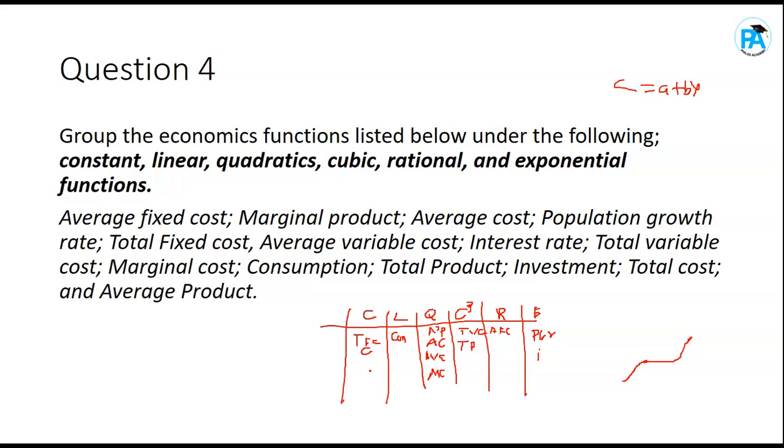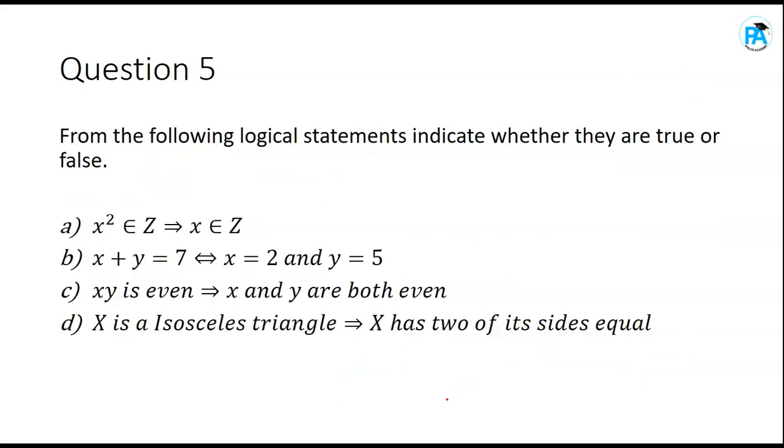Then total cost. Total cost is cubic. Then we have average product. Average product is quadratic. So that's the end of this. Kindly write them down, then you revise it. Look at the shape, how the curves look in the equation, then you use it to remember. So let's proceed to question 5.